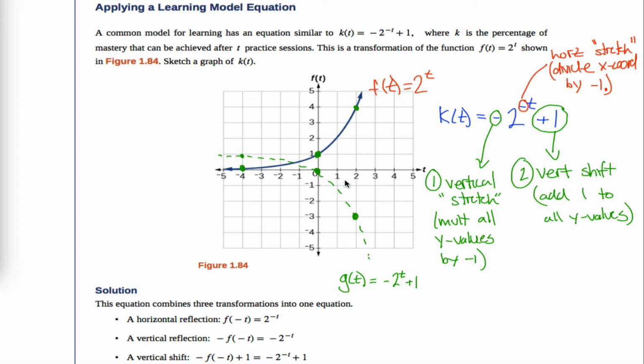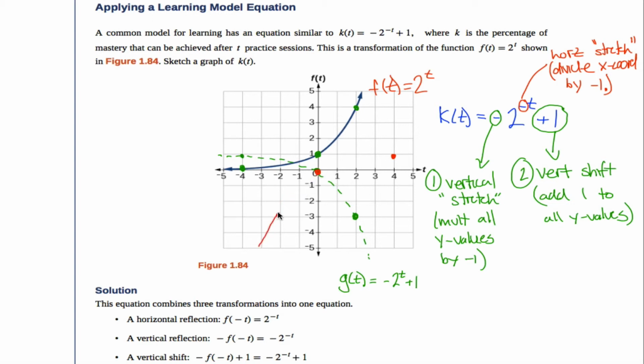So now what I'm going to do is take this dotted line and transform that one more time. I'm going to apply my horizontal stretch. In other words, I'm going to take all the old x coordinates and divide them by -1. This x coordinate is -4. -4 divided by -1 is +4. So he ends up over there. This x coordinate is 0. 0 divided by -1 is 0. So it stays right there. This x coordinate is 2. 2 divided by -1 is -2. It goes over here.